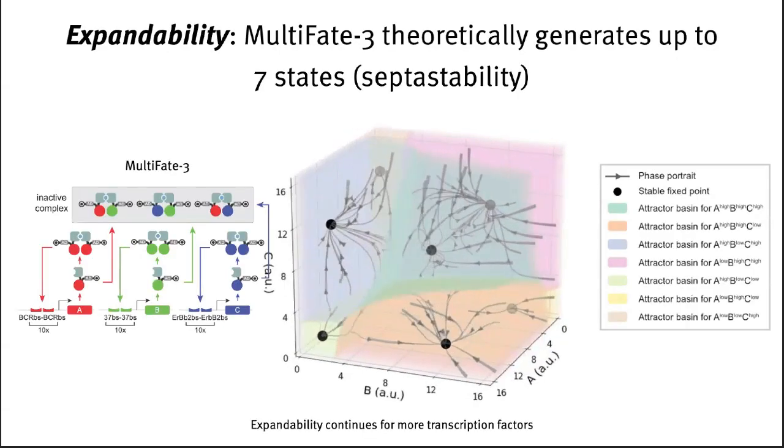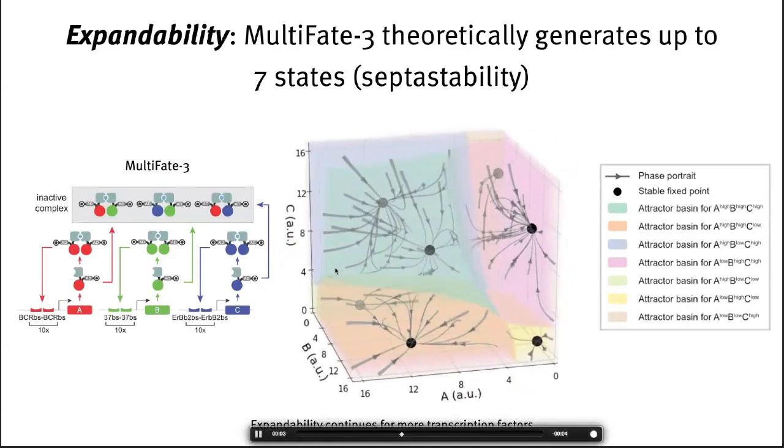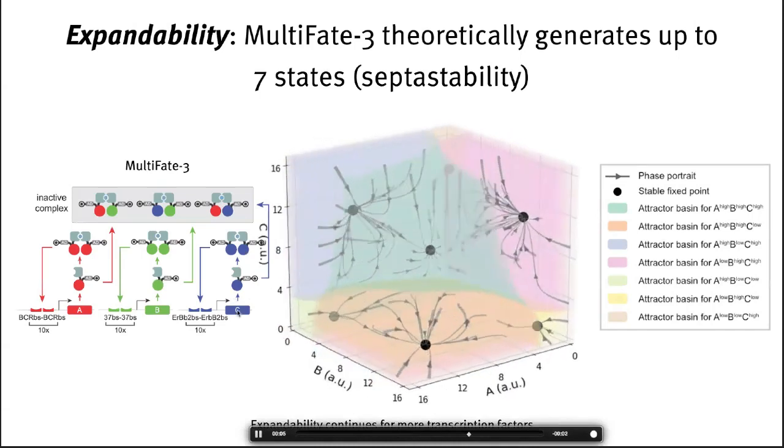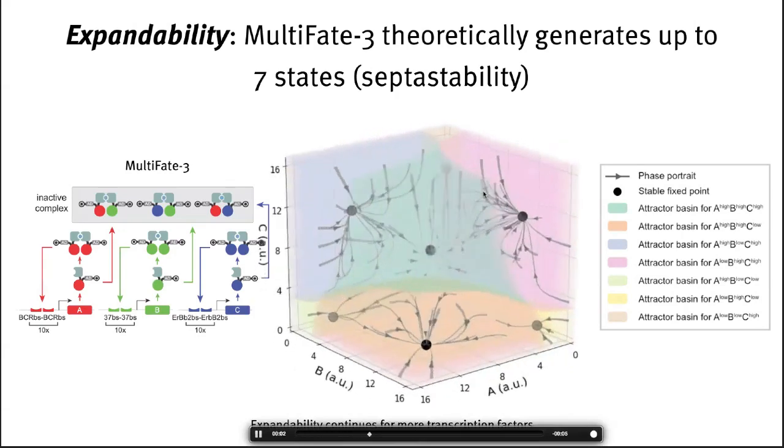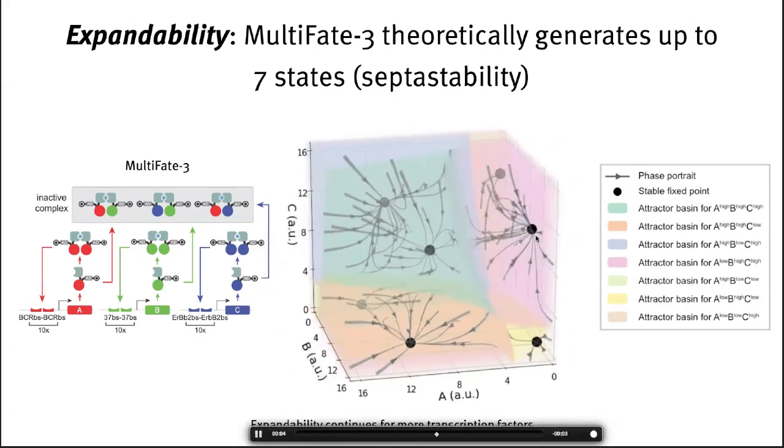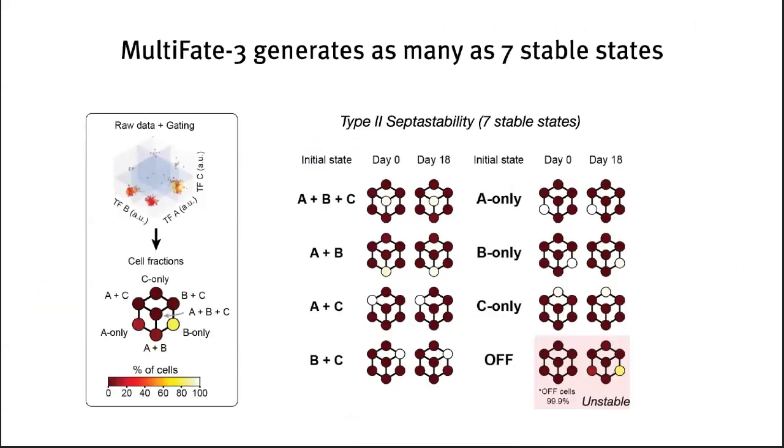Now, what about expandability? When we go to 3 transcription factors, we can expand this system by adding a third zinc finger. If you do that, the phase diagram looks like this. These colored regions are the different basins of attraction for the different states, and there are 7 of them. Now we can see, can we actually get 7 states with the system?